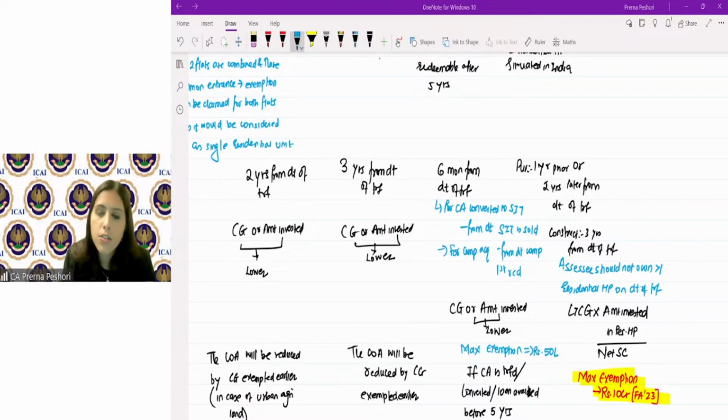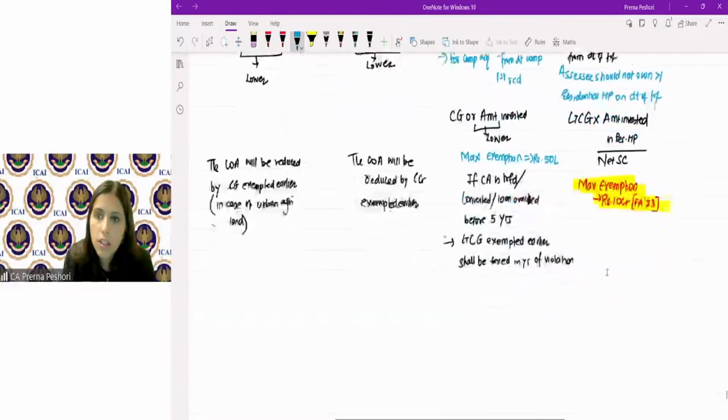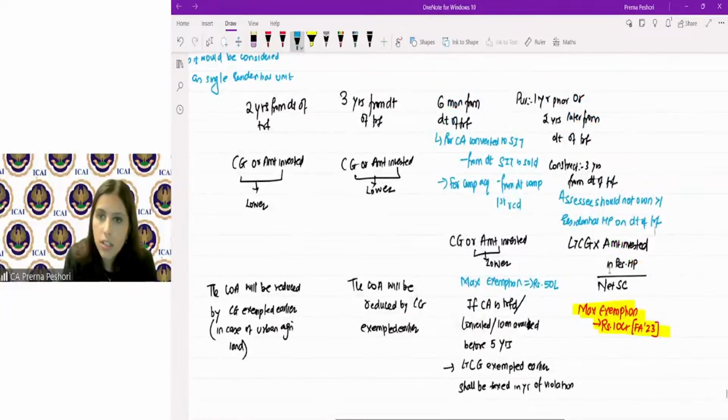Okay, so you can just write down. So this was the first condition. Assessee should not own more than one residential house property on the date of transfer.